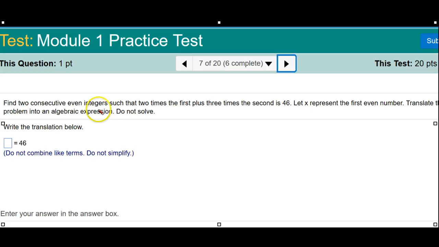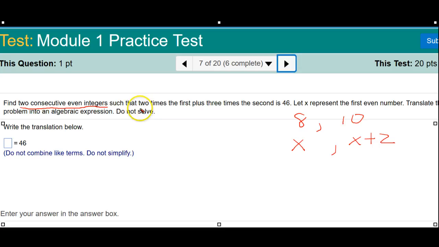Now, some background of this is we want two consecutive even integers. So if we thought, let's say 8 and 10 would be two consecutive even integers, and 8 would then be x, and 10 would be x plus 2. So algebraically, this is how you would write two consecutive even integers.